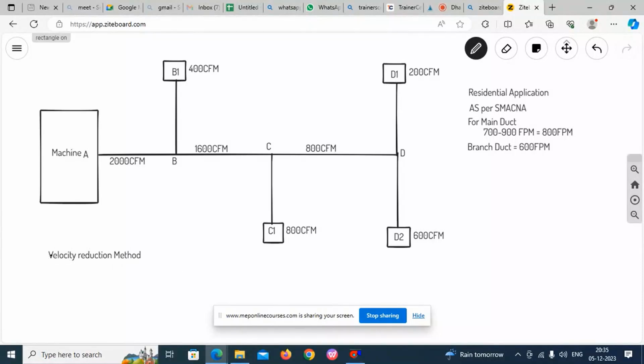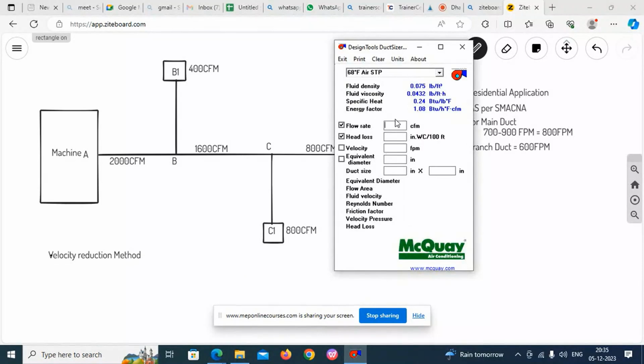Velocity reduction method. We have flow rate and velocity. You need to select both, and you need to select the comfort temperature, which is 75 degree Fahrenheit, 50% RH. So A to B flow rate is 2000 CFM, and velocity you take as 800 FPM. Why? Because it's a main duct.